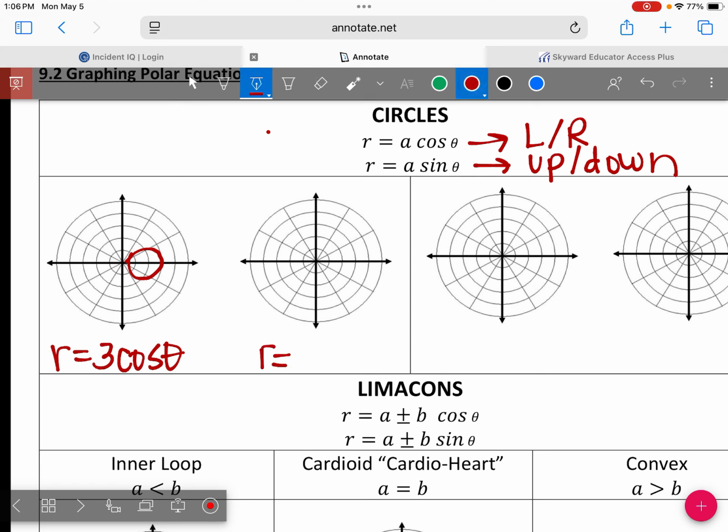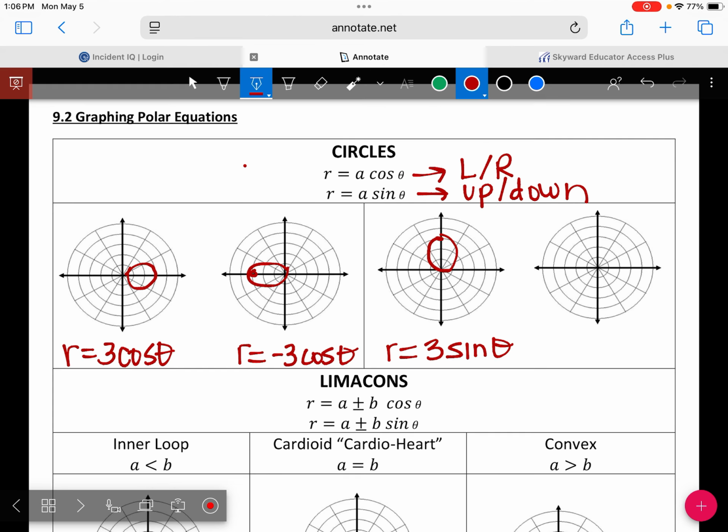And if I say r equals negative 3 cosine theta, then it's going to go out to the 3rd ring. It's going to look like that. About. If I said r equals positive 3 sine theta, it's going to go up to the third ring and it's going to come down. So it looks more like an oval than it really does a circle. But we just call it a circle. And if I said that sine was negative 3 sine theta, then it would go down. Okay, does that make sense?